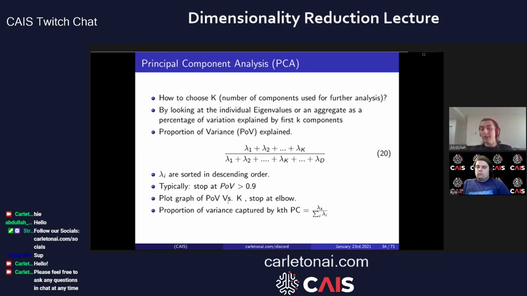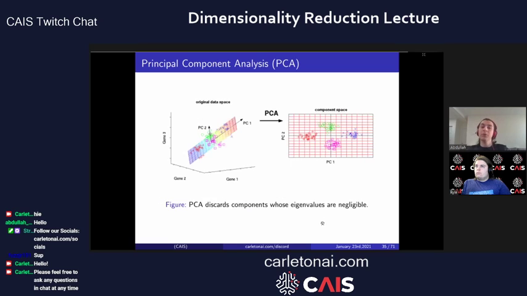Or another method is that you can actually plot this POV versus K. So you can actually see what's the POV, how this proportion of variance preserved by the new transformed data changes as you change K. And you stop once you reach an elbow. And we're going to show you an example here, right? And the proportion of variance explained by each one of the principal components is simply its eigenvalue divided by the summation of all the eigenvalues, right?